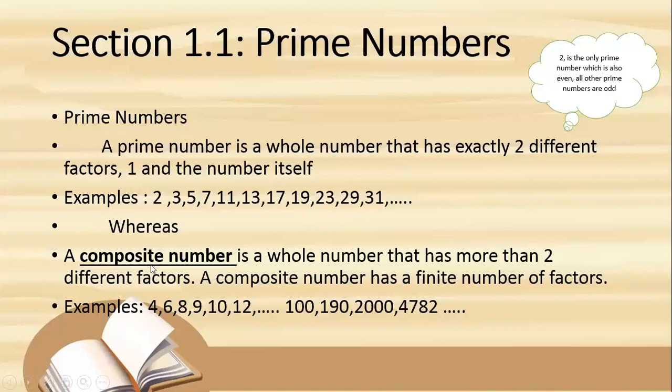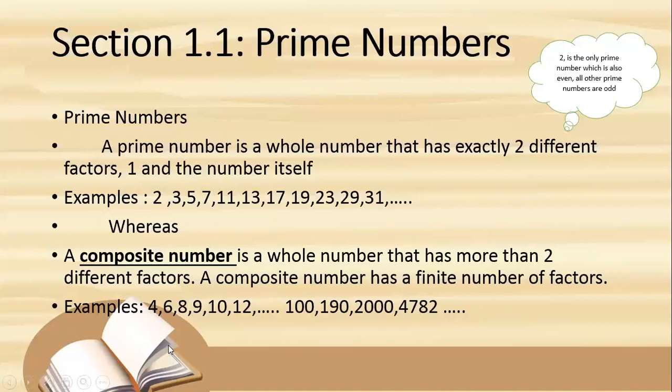Now, whereas the composite number is a whole number that has more than two different factors. A composite number has a finite number of factors. Those numbers which are not prime numbers are the composite numbers. So composite numbers are also whole numbers, but they have more than two different factors.